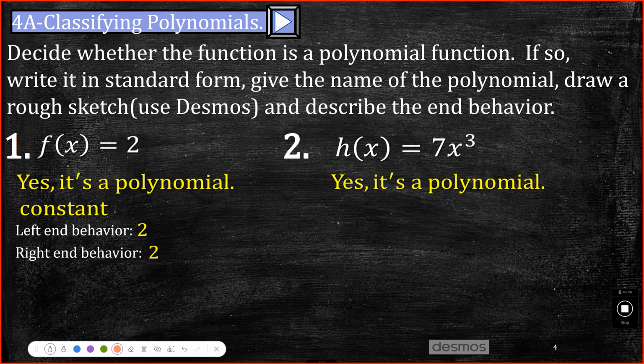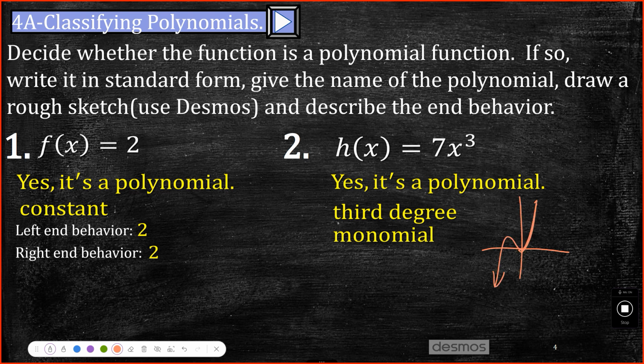You said third-degree monomial. You don't even know how easy this lesson is. Third-degree monomial. It's not even math. It's naming third-degree monomial. What else are we gonna do? Draw a rough sketch of it. Yeah, I guess a third degree looks like this. Look, a third degree looks like a sideways S. Something like that.